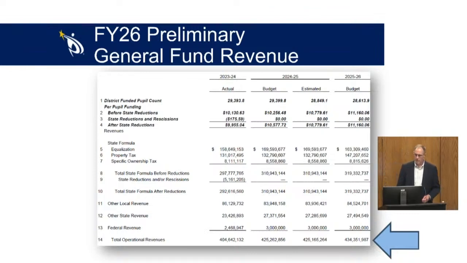So $11,160 and change per pupil. Okay. Lines 5, 6, and 7 detail the combination of our total program. We've talked about total program a lot, and I'm going to show you it in probably a few different ways here tonight. Line 5 is state equalization.